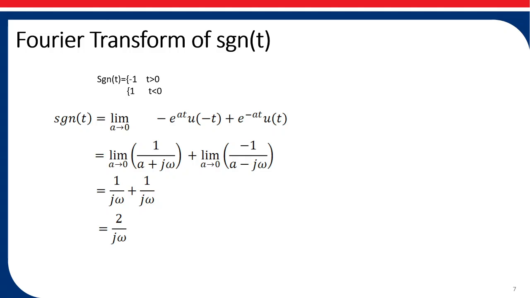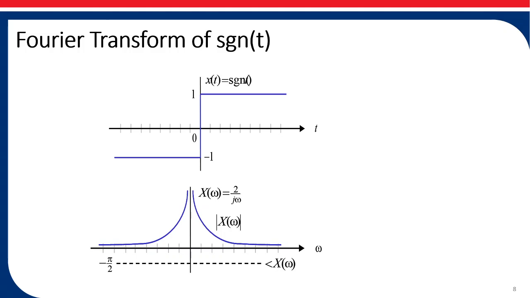So the Fourier transform of e raised to minus at u of t is 1 upon a plus j omega, and the Fourier transform of minus of e raised to at u of minus t will come out to be minus of 1 upon a minus j omega. So as a tends to 0, the first, 1 upon a plus j omega, will come out to be 1 upon j omega, and minus of 1 upon a minus j omega, as a tends to 0, will also come out to be 1 upon j omega. So 1 upon j omega plus 1 upon j omega is 2 upon j omega. And here we have once again found the Fourier transform of signum function.